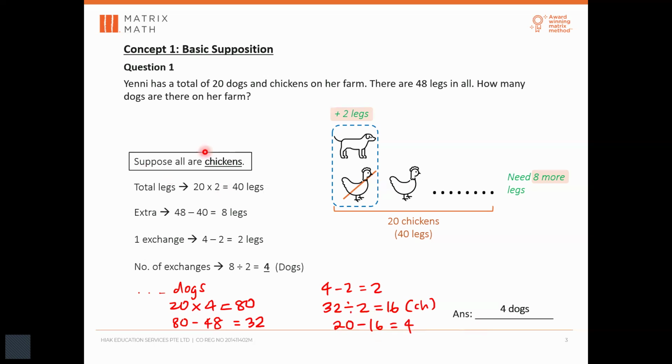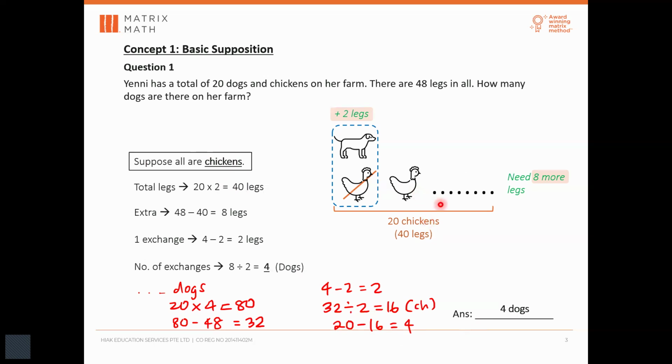Okay, so not wrong, but you just have to do one more step. If you start with chicken, you end off with dog. If you start with dog, you end off with chicken. Yes, it's correct, but just more steps. Awesome. All done. Let's go on to the next question.